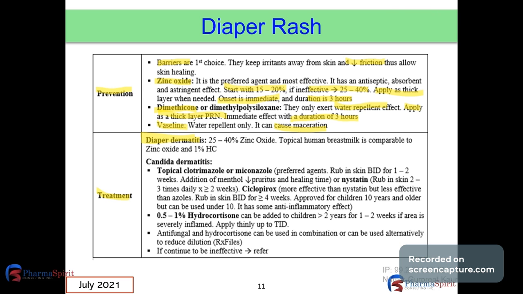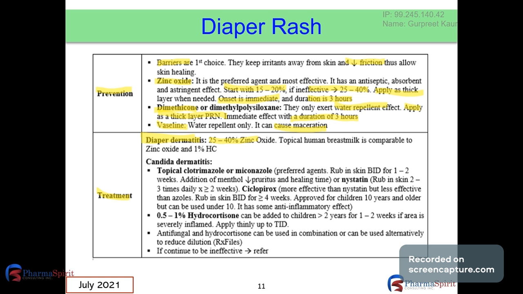When there are no symptoms of candida, so there is no scaly borders, there is no satellite white patches on the skin. The skin is not tomato red or beefy red, and there is no redness or inflammation going into the inguinal folds. So when we don't have any symptoms suggesting candida dermatitis, and we discussed these in details, then we have only diaper dermatitis. For diaper dermatitis, the first choice is 25% to 40% zinc oxide. This is for the treatment.